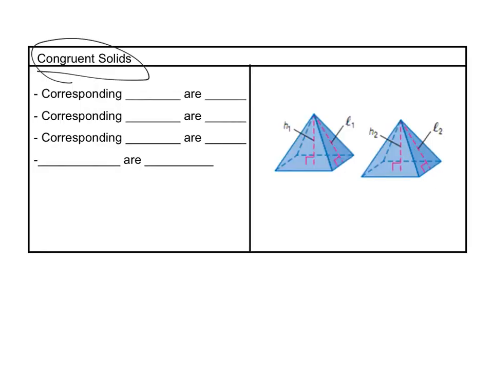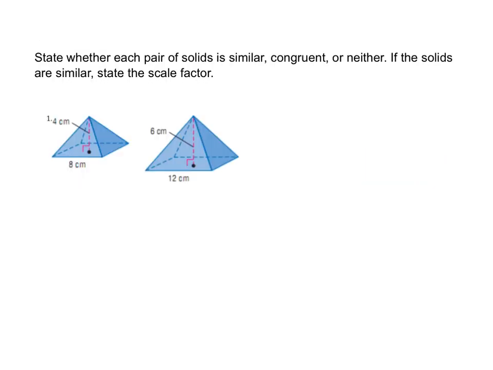Congruent solids are exactly what it sounds like. Everything is congruent. Corresponding sides are congruent, corresponding heights are congruent, corresponding slant heights are congruent. Basically, both shapes are entirely the same. Every measure is the same.